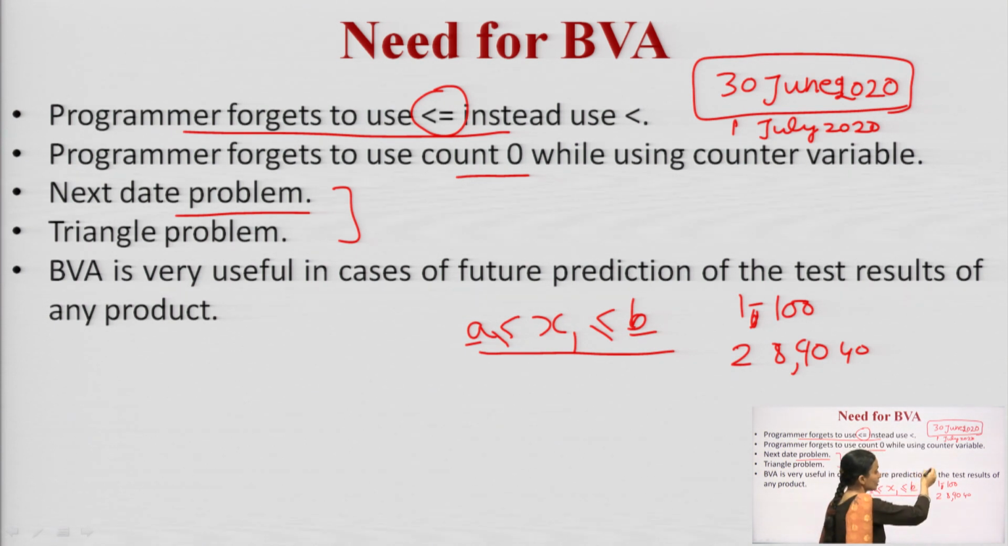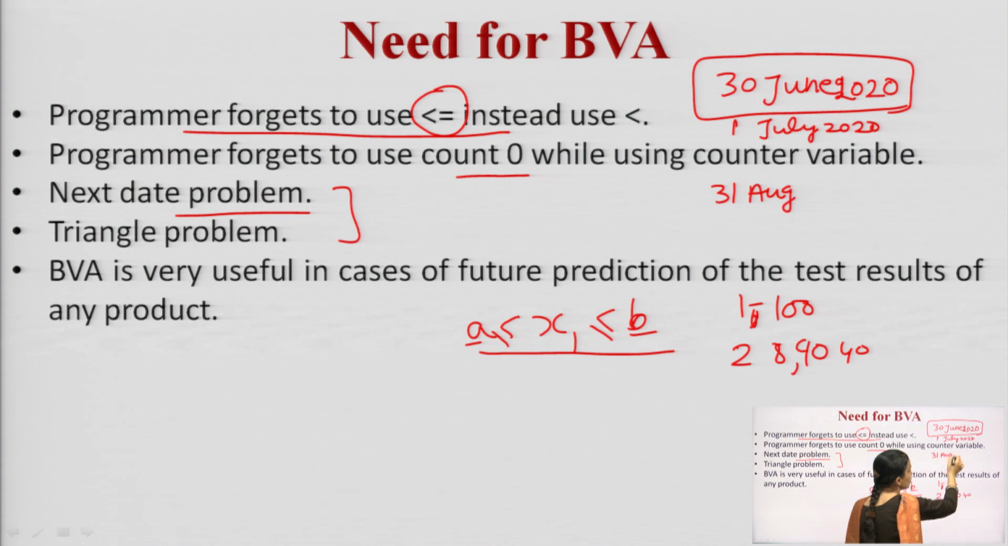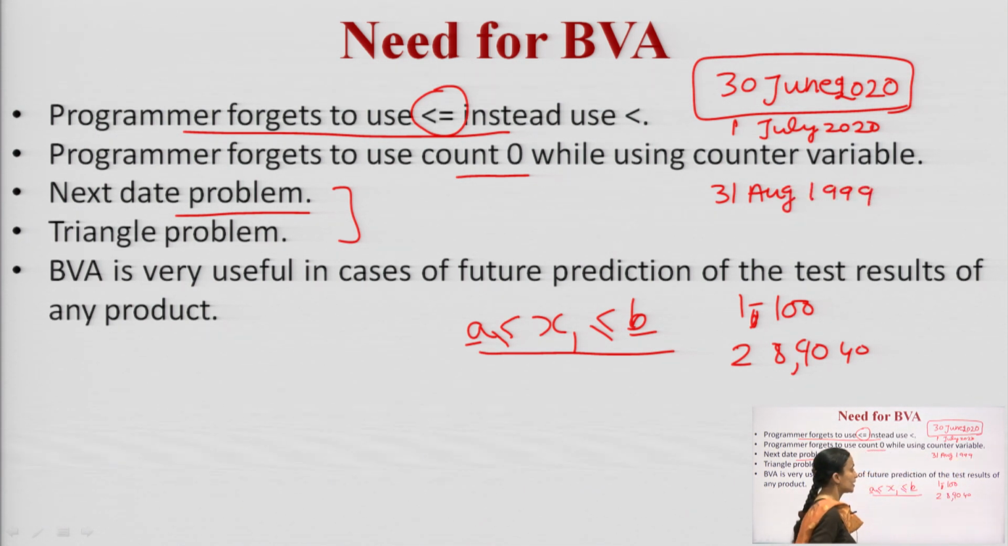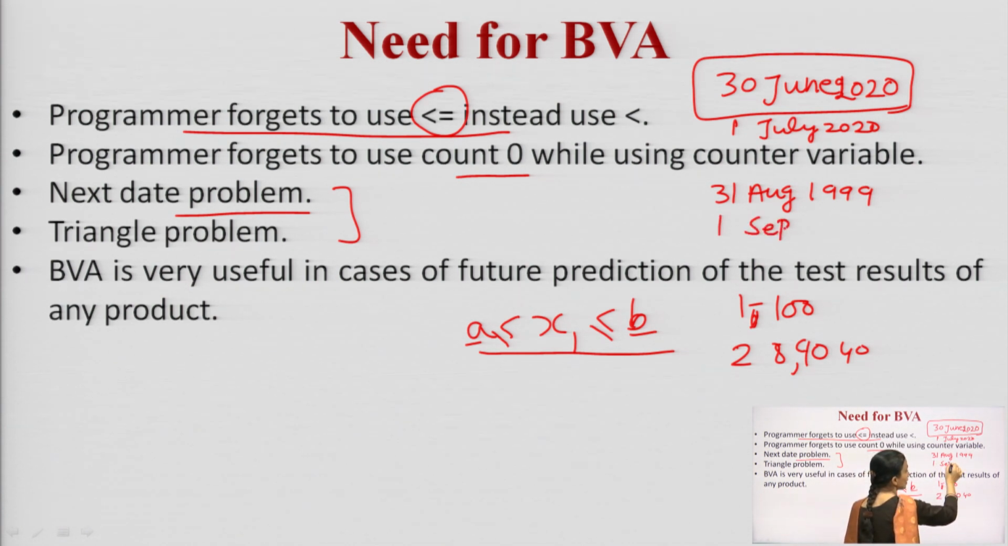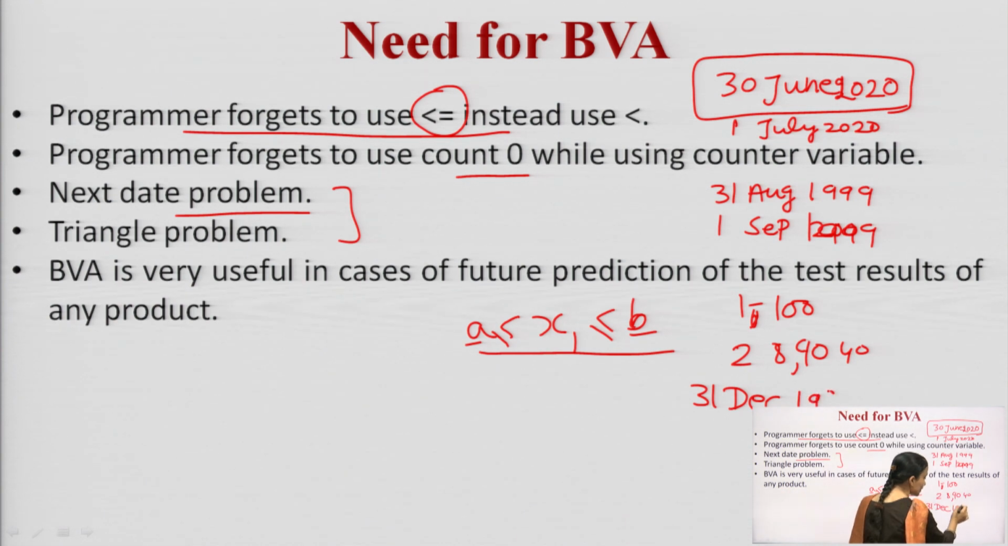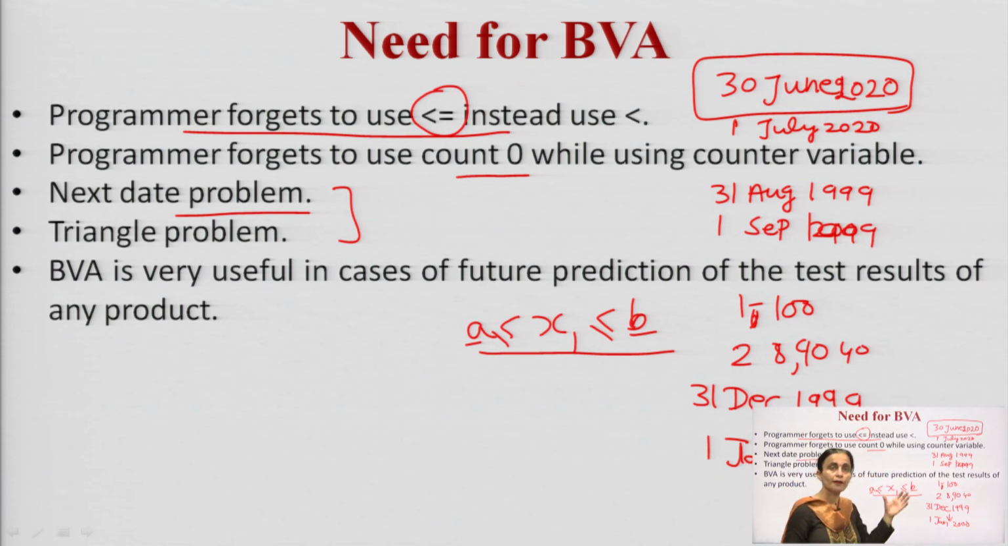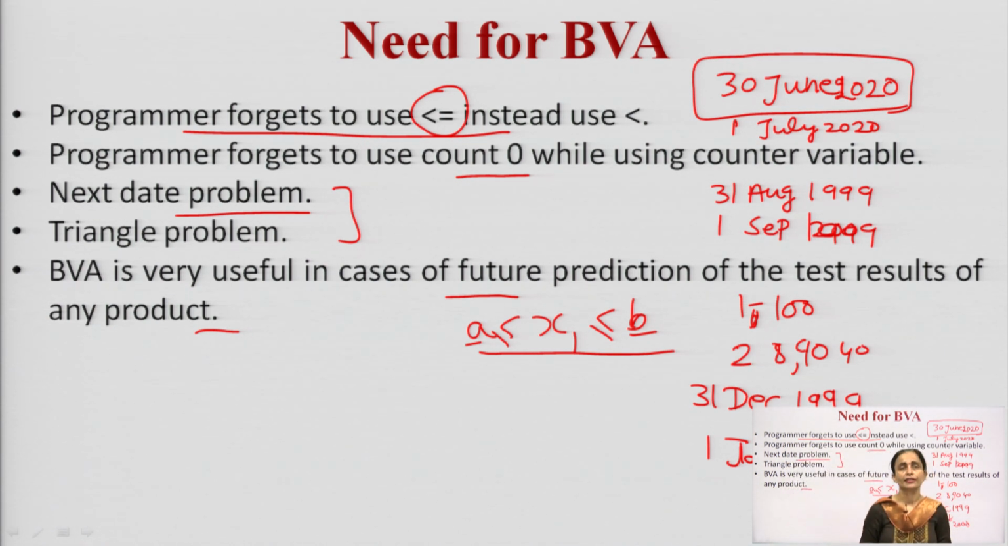Or suppose another example, 31 August: what should be the next day after this? It should not be 32 August; it should behave correctly. Suppose I give 31st December 1999, what should be the next day? It should start from January and also do the year increment. So, knowing the behavior of your program in these conditions, boundary value analysis is required. It is very useful for the future prediction of the test results of the product: what will be the expected output of the test cases as per these boundary conditions of my inputs.